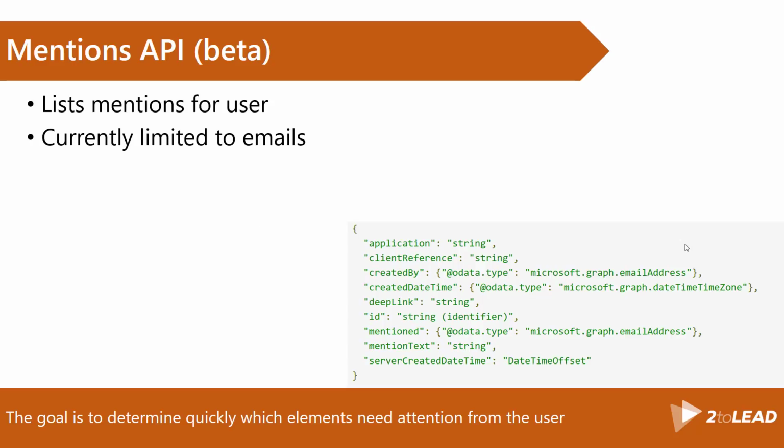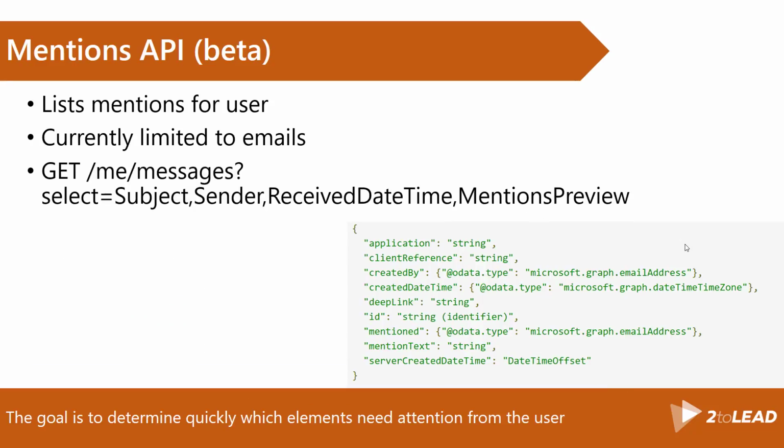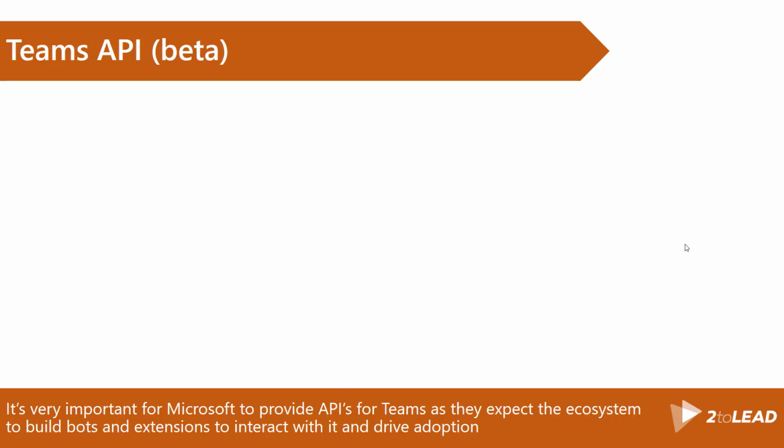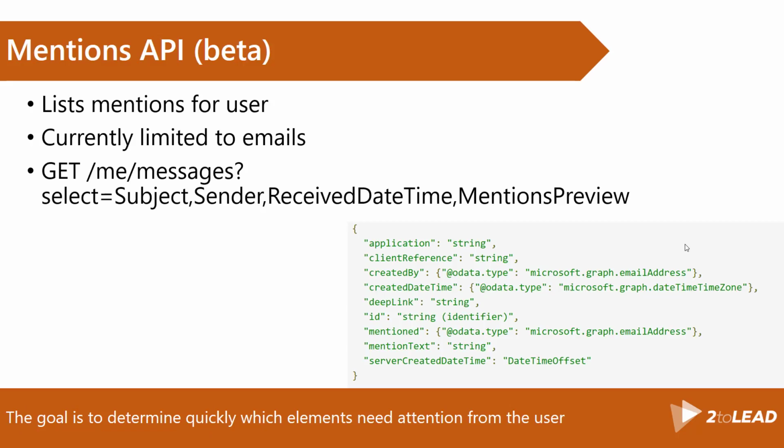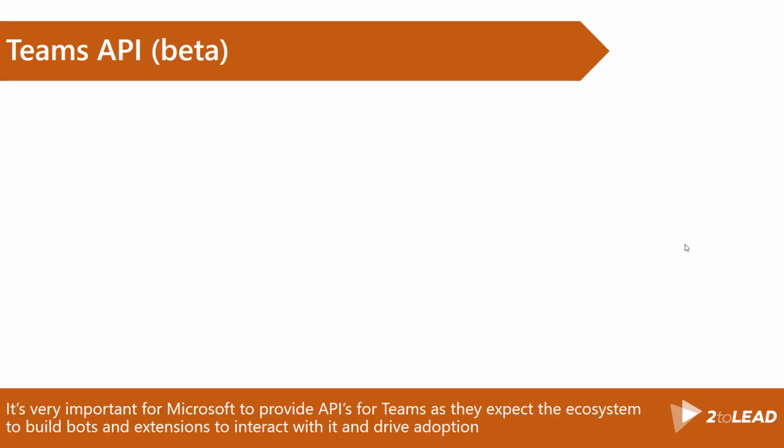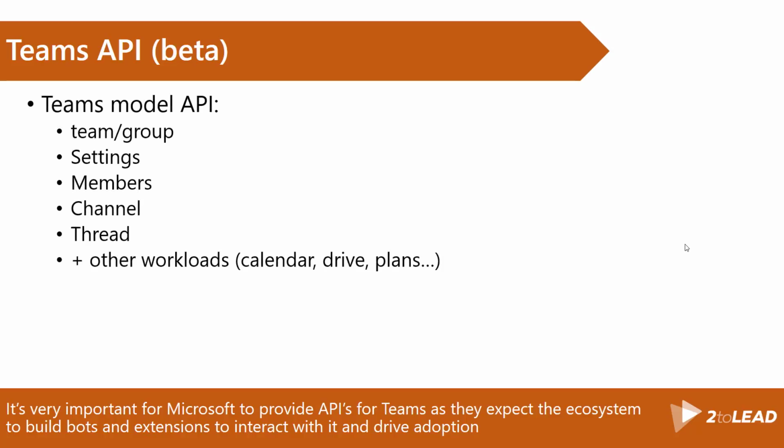As of today, it's limited to emails, so only mentions in Outlook will show up here, and the way you can get those is you can query against get/me/messages, and you can select the mentions preview attribute if you want to see the mentions on a message, or you can also get the mentions /mention path. Another thing that came out is the Team API, which is in beta today, and we'll demonstrate that soon.